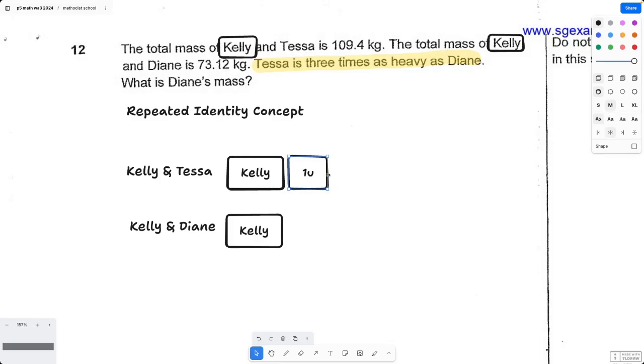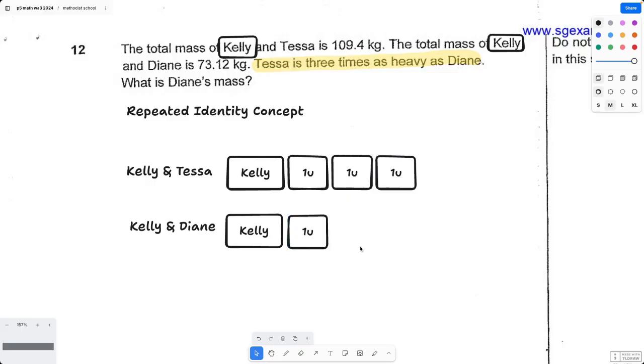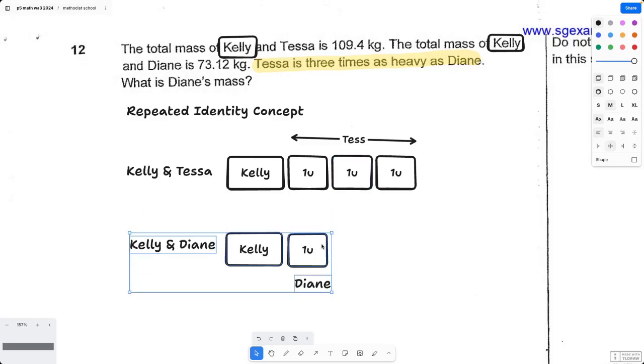Okay, 1 unit over here. So Tessa is 3 times as heavy as Diane. So that means if you just do the arrow, we know that this is Tessa, and we know this is Diane, in this case over here. Now this hopefully makes a lot more sense.